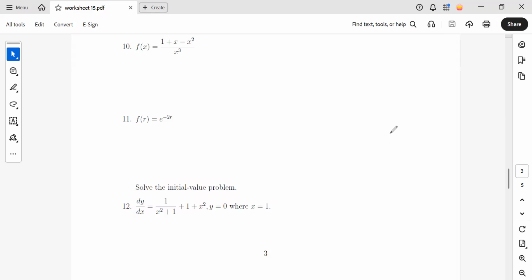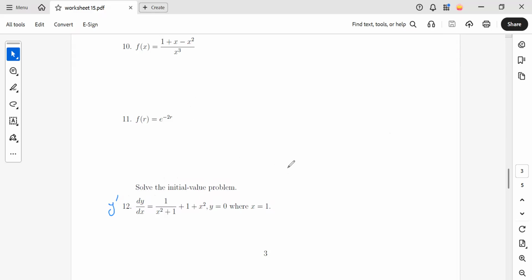Okay, the rest of worksheet 15 is here. For number 12, it's about solving the initial value problem. For initial value problems, we would find the antiderivative. So when it says dy/dx, it actually means y prime, or f prime if it is written as f.